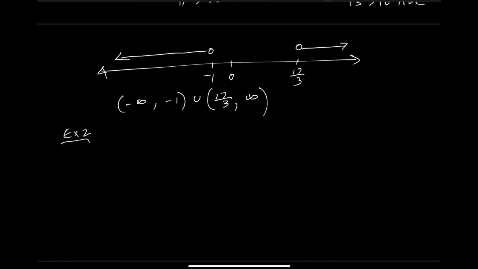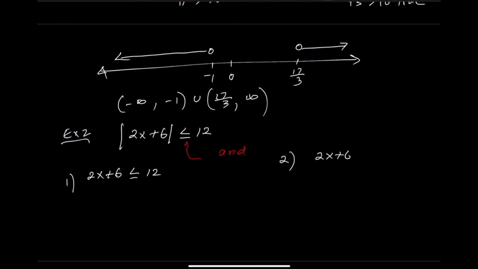Now let's try a different example. Suppose the absolute value of 2x plus 6 is less than or equal to 12. This time, since the inequality is less than or equal to, we are dealing with an and statement. Write two inequalities. First, 2x plus 6 is less than or equal to 12. Second, 2x plus 6 is greater than or equal to negative 12.